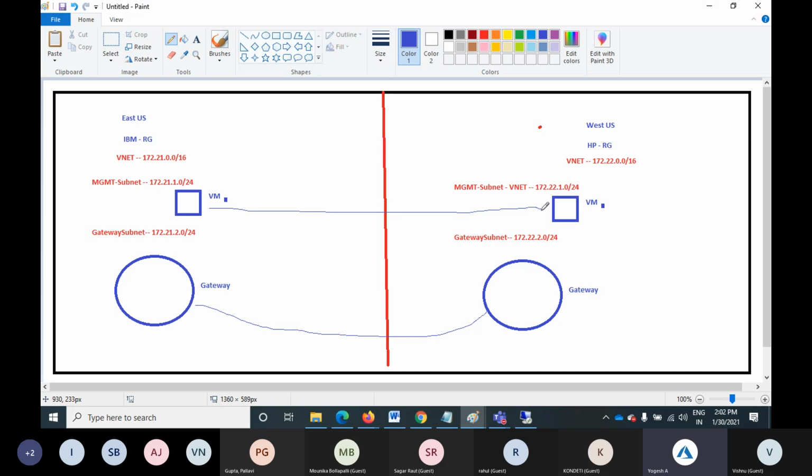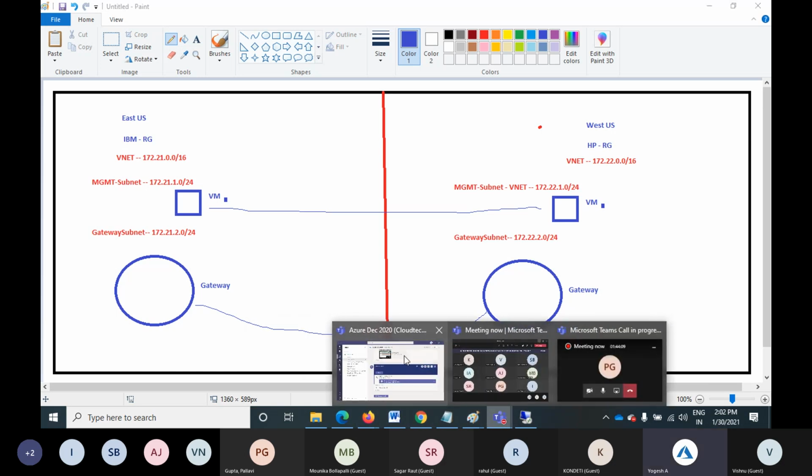Yeah. Okay. So what we'll do, we'll take a 15-minute break, and then we'll have the next lab, which is on-prem to cloud connectivity. Okay. So we'll be back in 15 minutes.